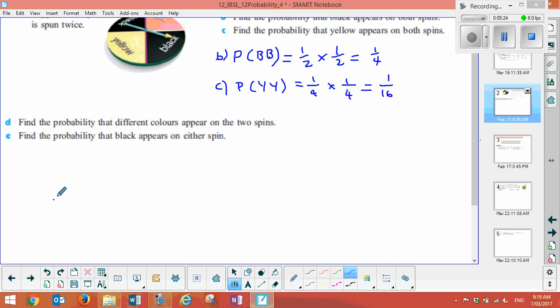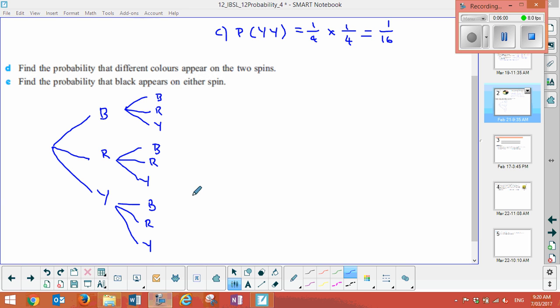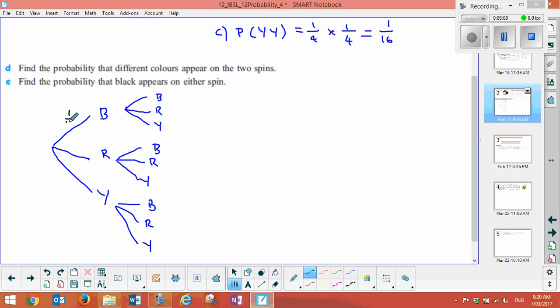So if we do a tree, we've got 3 different colours that are possible. So we could go black, red, or yellow for the first colour. And then once we've done that, for the second spin, we can do the 3 again. Black, red, yellow. Black, red, yellow. Then you could think about putting your probabilities in. So the black was a half, red's a quarter, and yellow's a quarter. That's going to be the same on all your branches because it's independent. There's no change in those between spins.